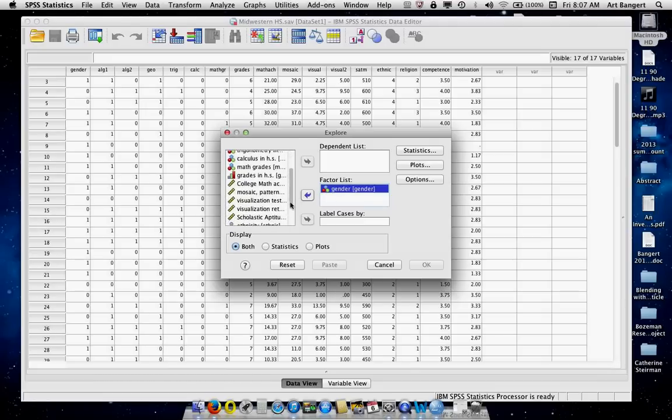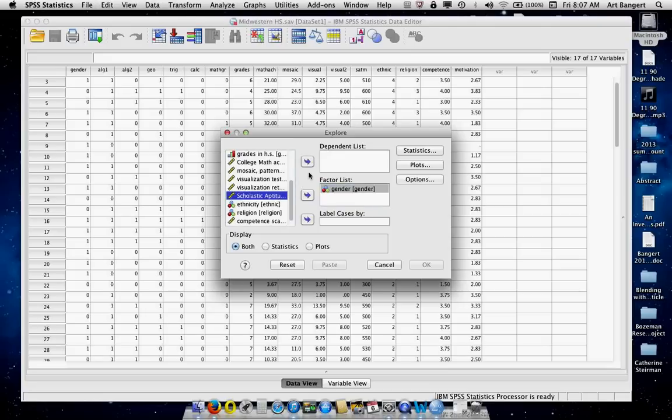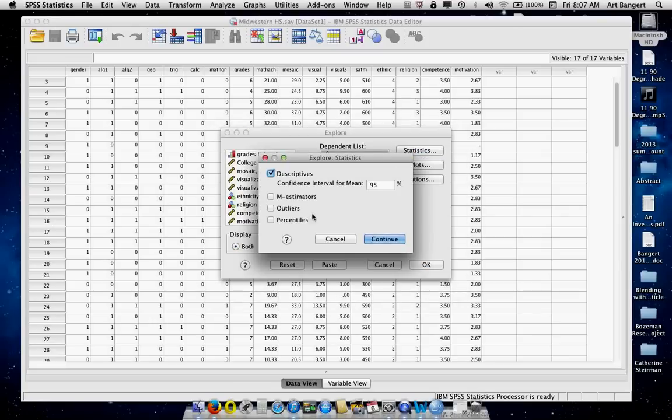And so then we're going to go down to Scholastic Aptitude Test and put that in the dependent list. The dependent list is always your measurement variable. So now let's look at the statistics we would like to obtain. We click on Statistics, and notice that you don't have selections here like you did with running the frequency analysis. That's because they give you every statistic you could ever want to know about for this dependent variable, in this case, Scholastic Aptitude Test.